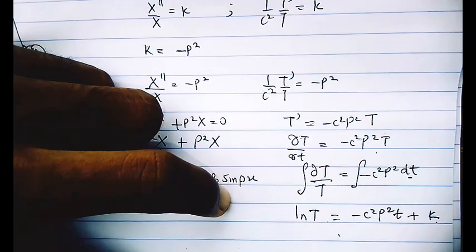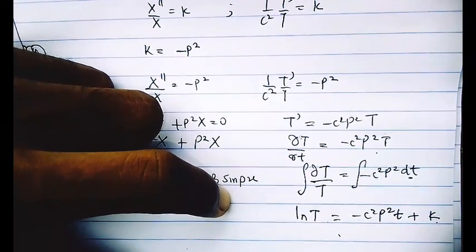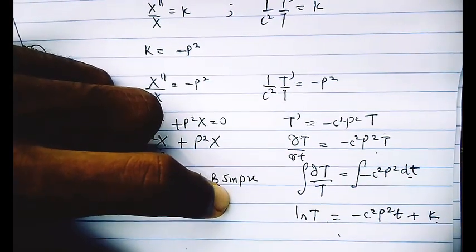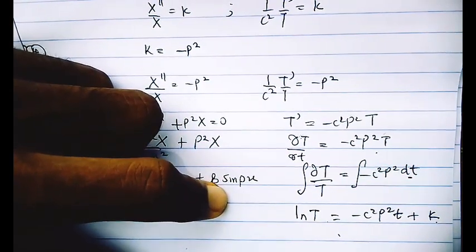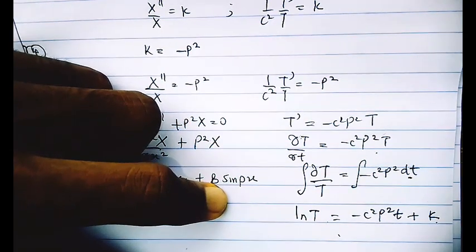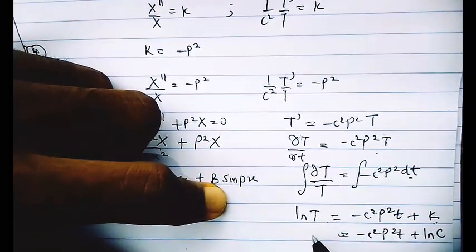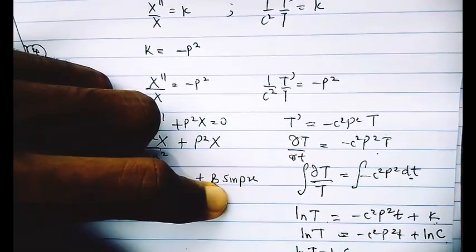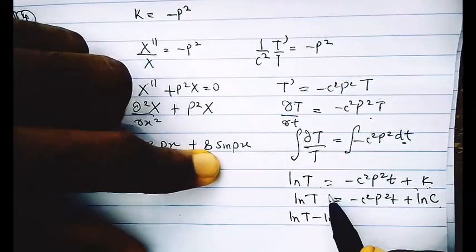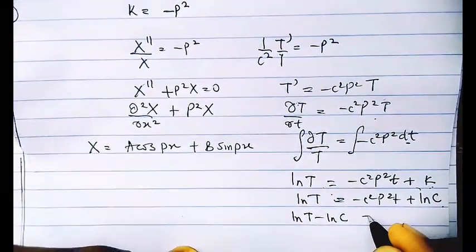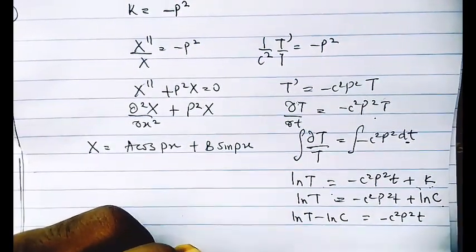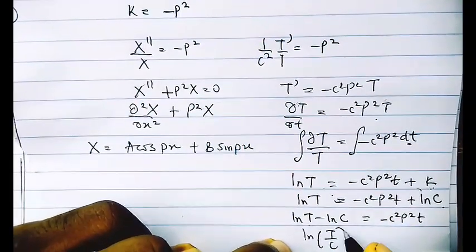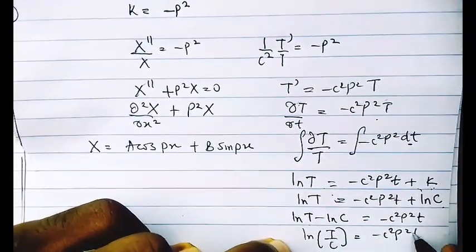If I don't know the value of a particular constant, say the constant is c, I can express c in another form. I can say let c be equal to k squared, let k squared be equal to m raised to power 3. Since I don't know the value of the constant, I keep on expressing it as another expression. So this is ln t and ln c. Bringing this one to the other side, this is ln t minus ln c equals minus c squared p squared t. The rule of logarithms says this can also be written as ln of t over c equals minus c squared p squared t. So we stop here.